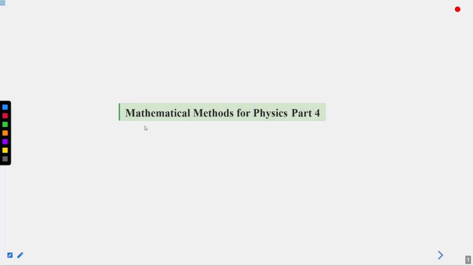Hello students, in today's lecture we will learn about mathematical methods for physics. We will solve some questions related to integration and differentiation which will help you understand the concepts even more clearly.